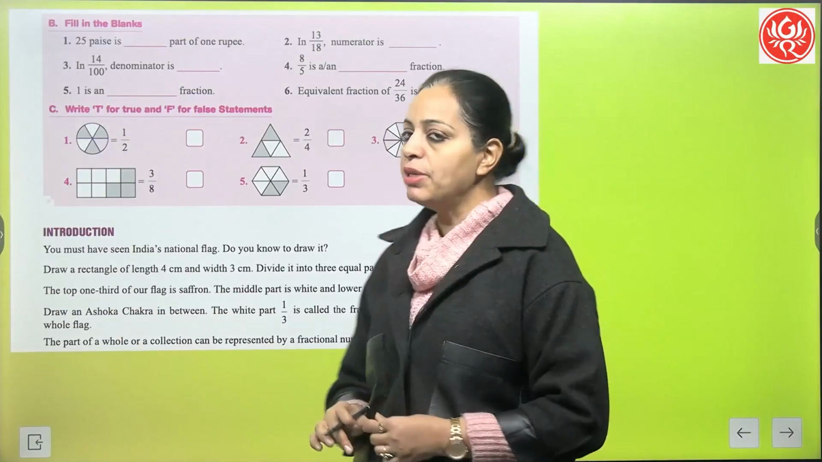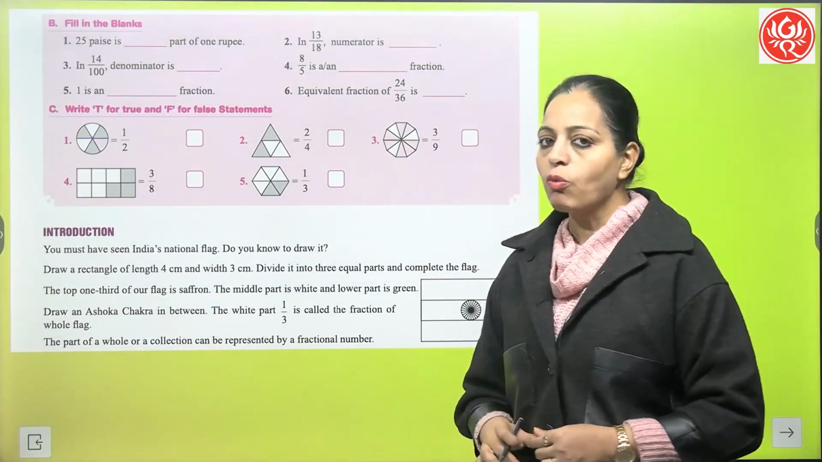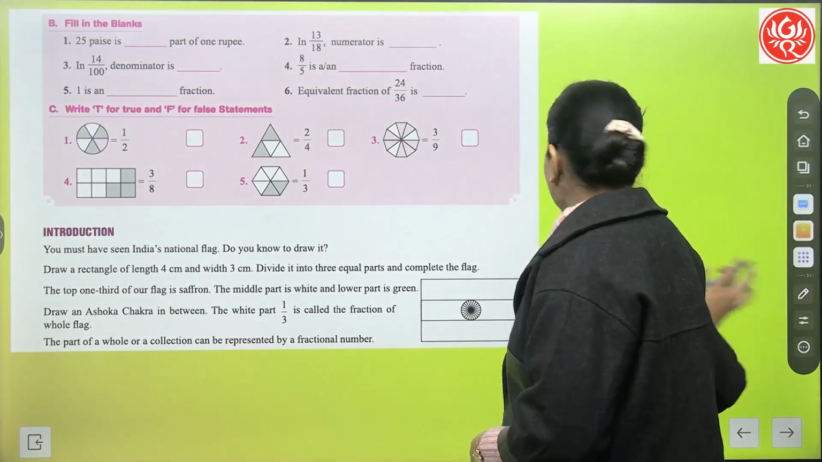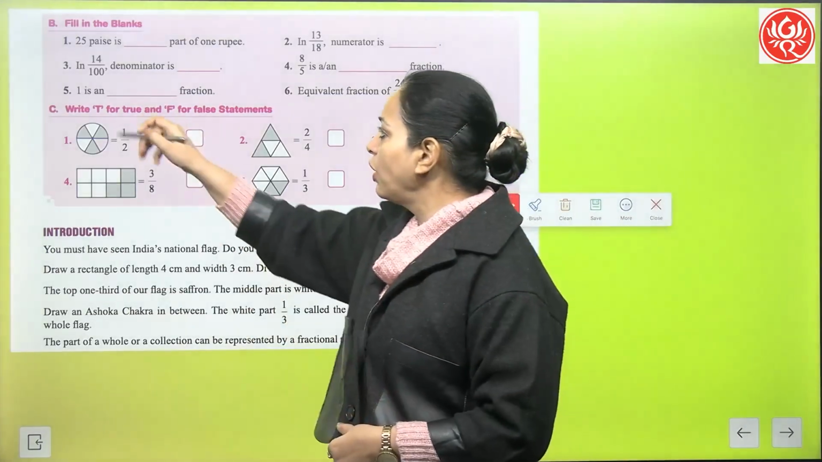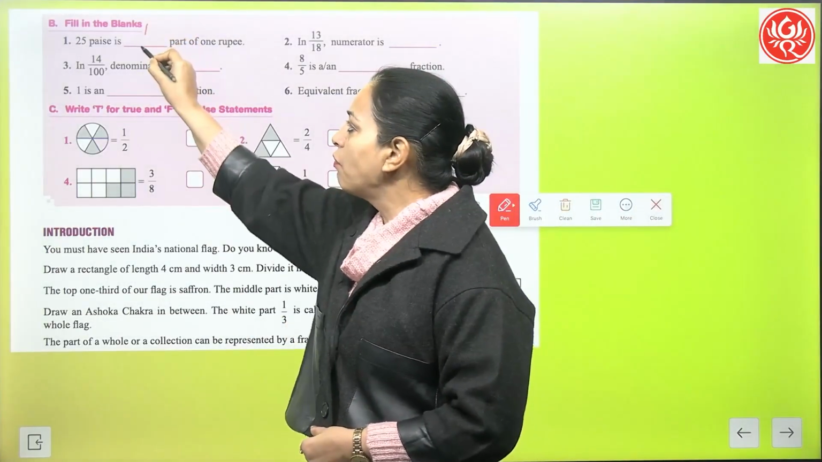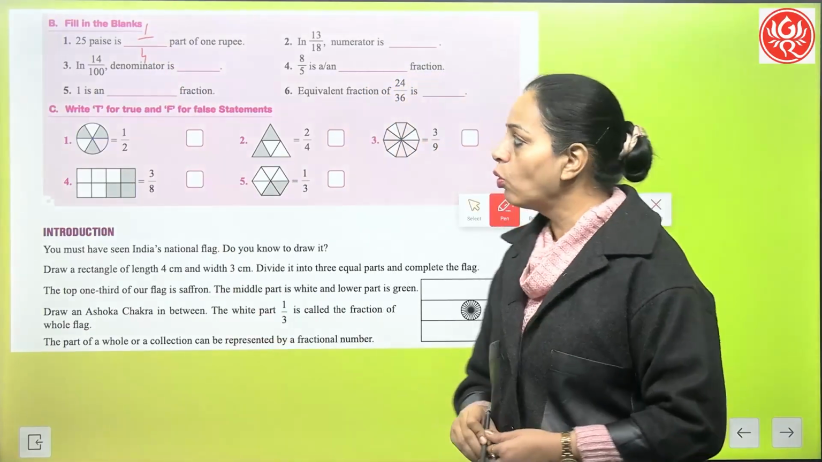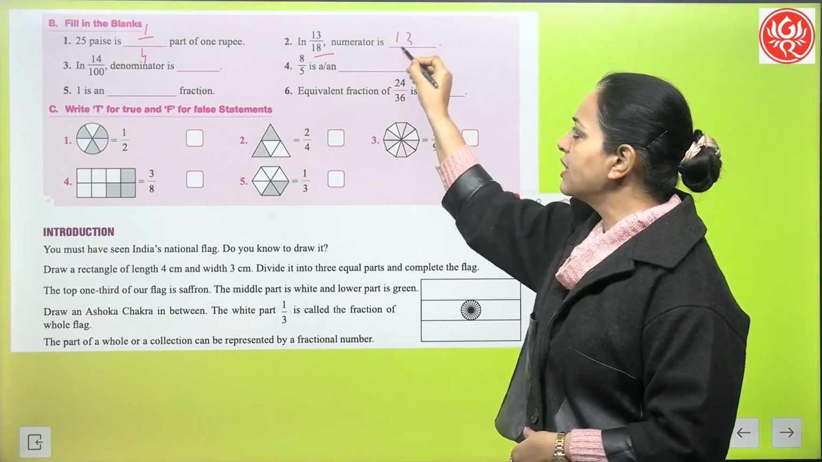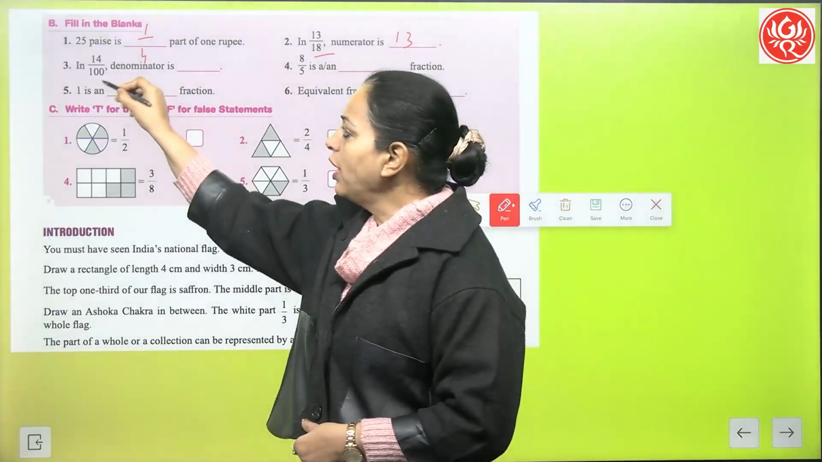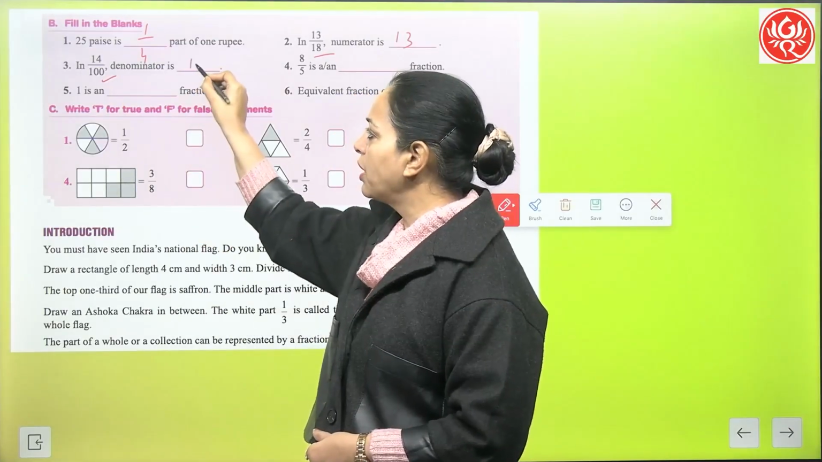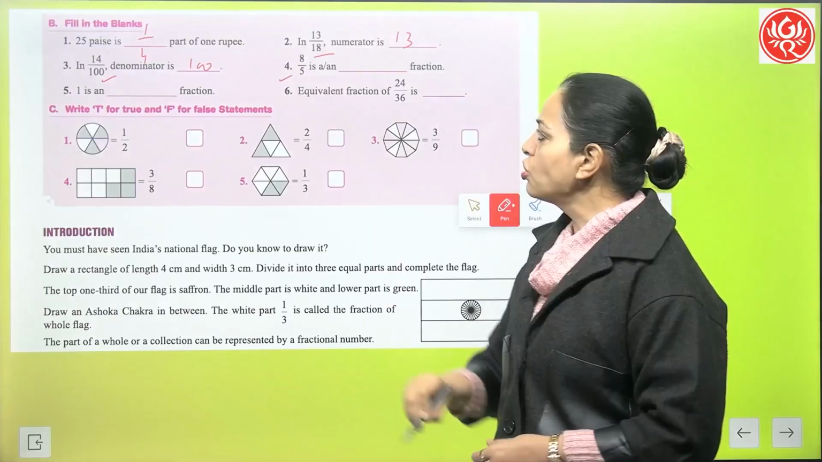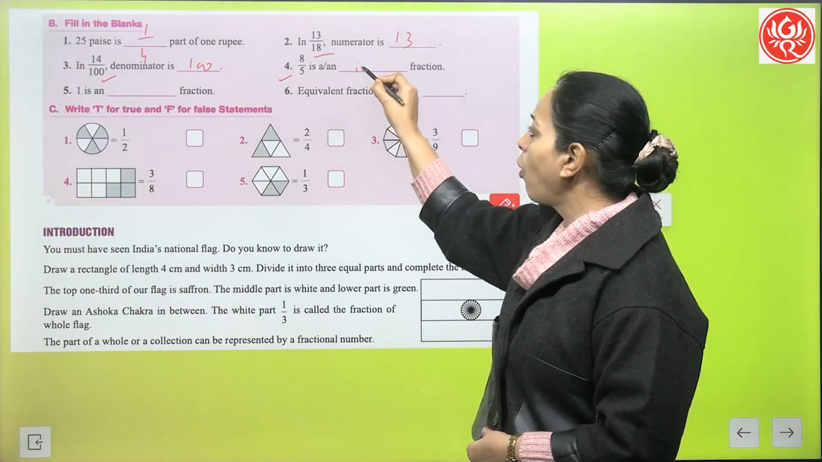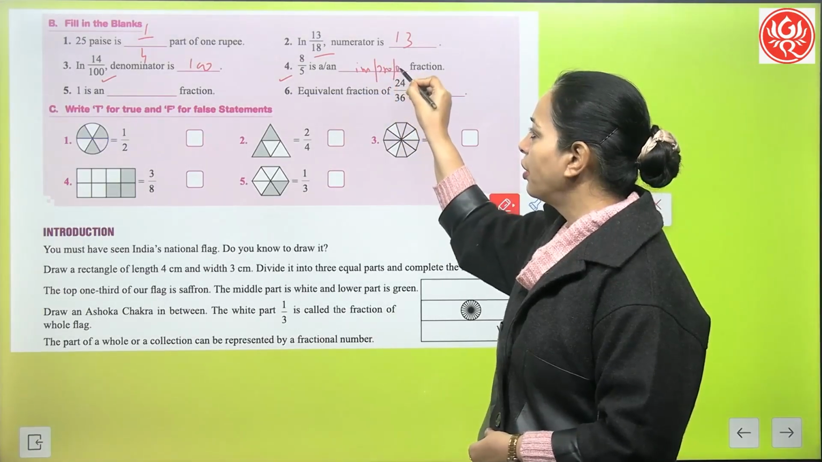Now the next is B part, filling the blanks. The first one, 25 paise is dash part of 1 rupee. 25 paise is how much part of 1 rupee? So 25 upon 100 paise means 1 by 4, or you can write fourth part. Okay. The second one, in 13 by 18 numerator is 13. Okay. Now third question, in 14 by 100 the denominator is 100. The fourth question, 8 by 5 is what? It is an improper fraction.